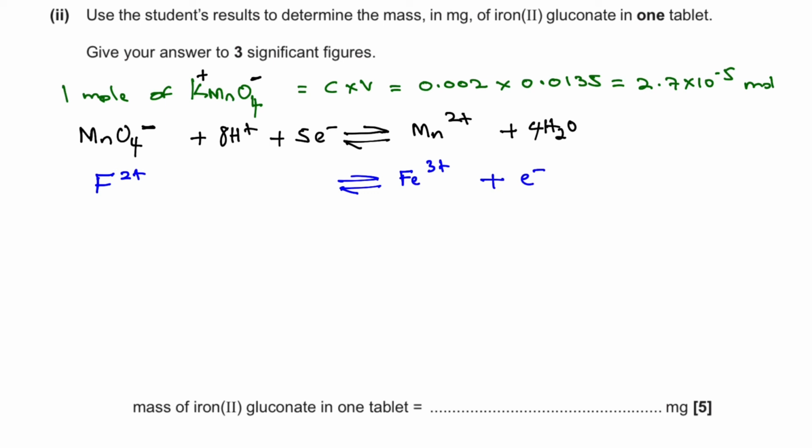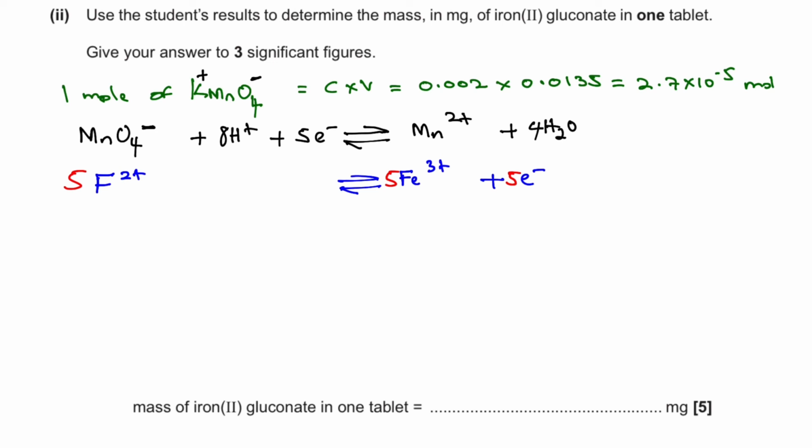So this is what happened with the iron. You get the iron 2 plus going to iron 3 plus, releasing 1 electron. Now we need 5 electrons, so we have to multiply this by 5 to make it balanced. So I'll multiply this by 5 and multiply that by 5 and multiply that by 5, which means that now it's ready for the full equation.